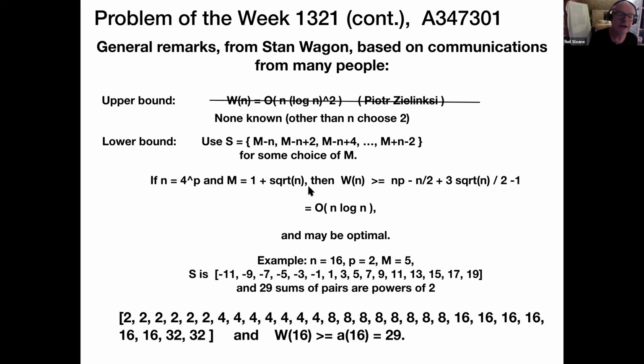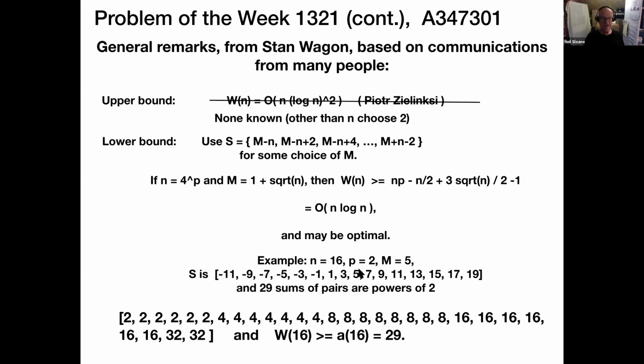What about a lower bound? So this is from Stan's solution page to this. He said, it looks like a very good thing to do is to take an arithmetic progression increasing by 2 each time, pick some m. You're going to adjust m to get the best you can. Go from m minus m up in steps of 2 up to m plus n minus 2.